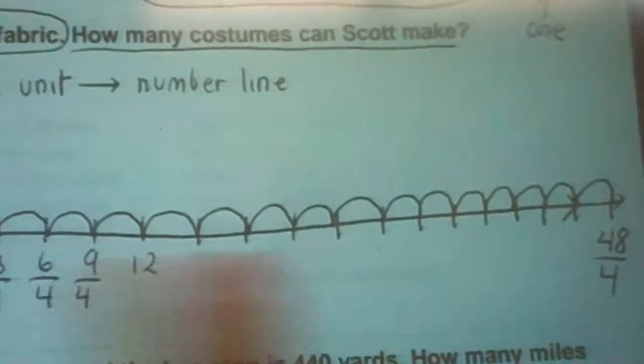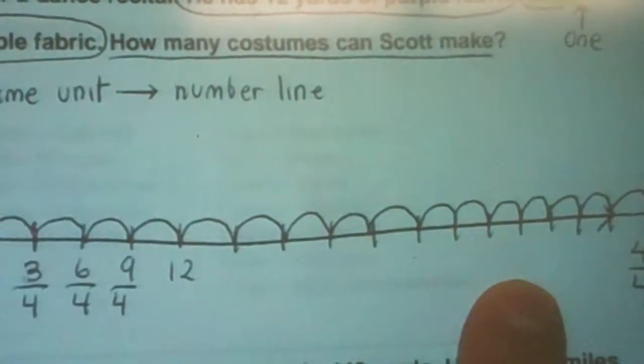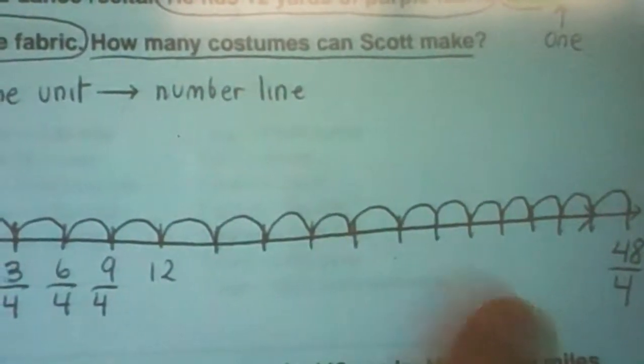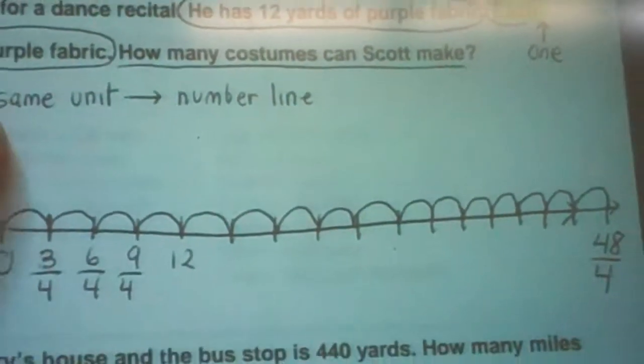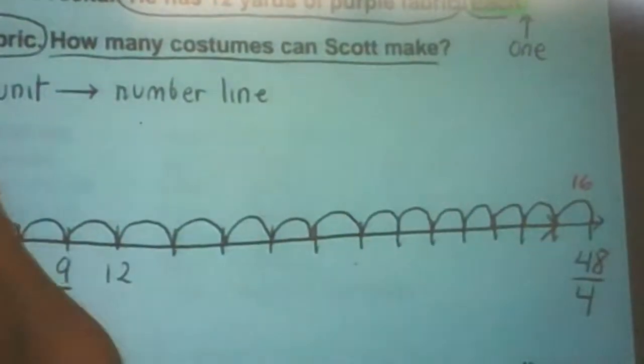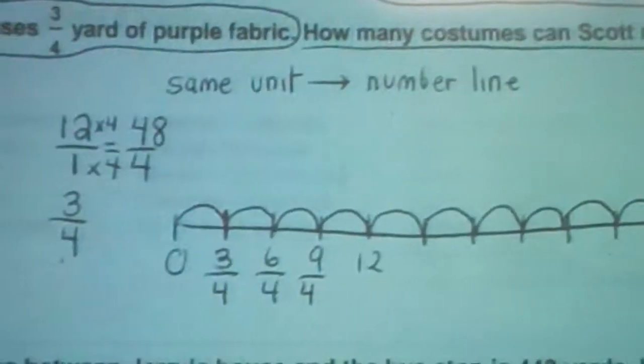Now, I'm not going to do all of this work right now. You can pause it and fill in all this if you haven't done that yet already, but we expect to see all of this work every single time there are the same units. In this case, there were 16 jumps, which means that you could make 16 costumes.